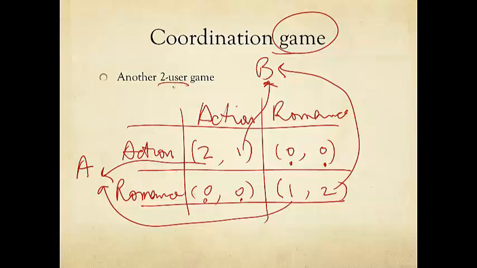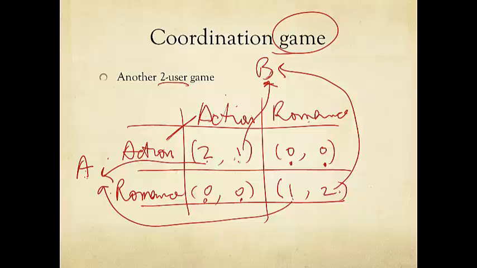The set of players, which is A and B, for each user, there is a strategy set, 2 possible strategies, and the payoff functions basically map action to 2 for A, 1 for B, map romance to 1 for A, 2 for B, and map romance-action or action-romance to 0 for both players. That's the payoff function. So now we have completely specified this game. Let's understand the behavior here.